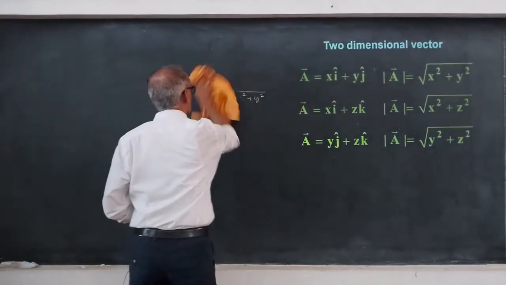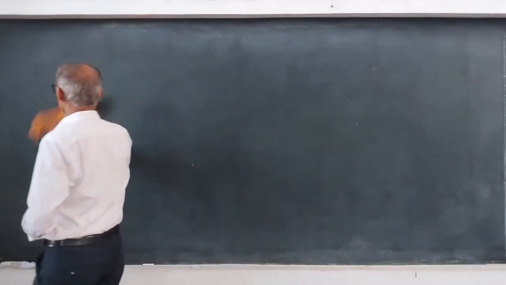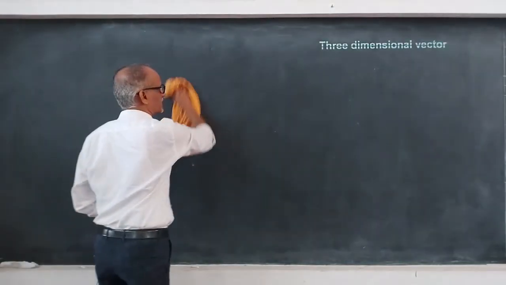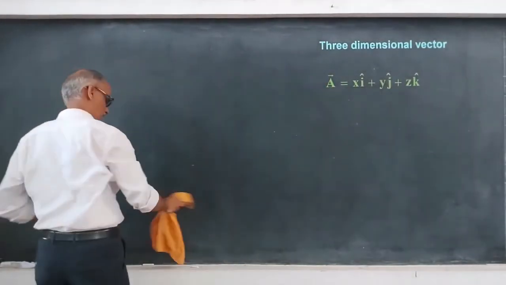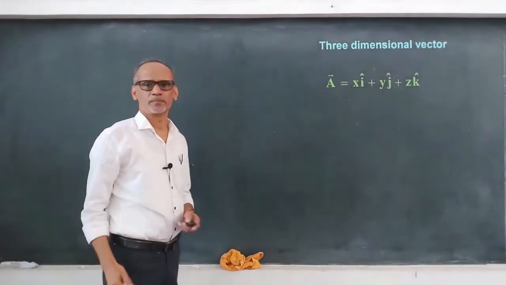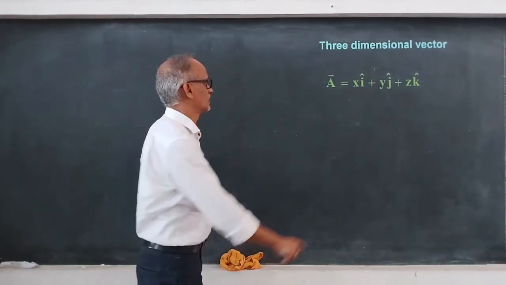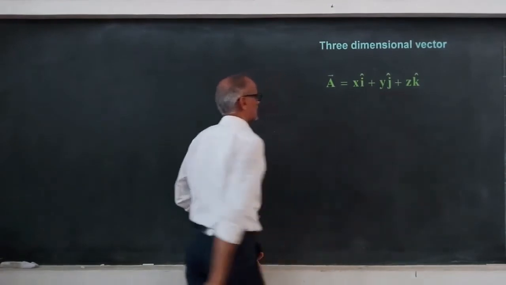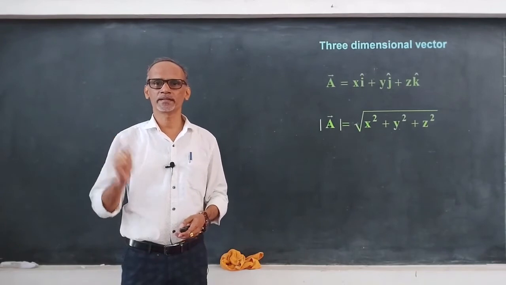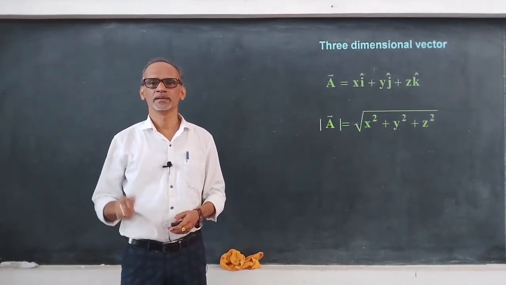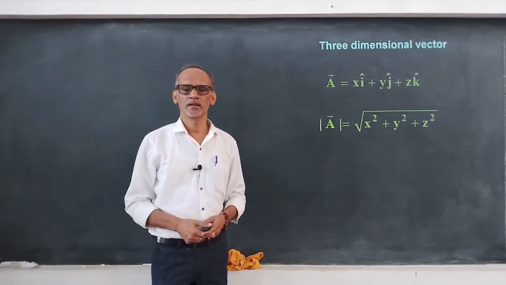So that's about two-dimensional vectors. How about three-dimensional vectors now? In three-dimensional vectors, all three components are there: x, y, z along the x-axis, y-axis, z-axis. And the magnitude is given by the square root of x square plus y square plus z square. So this is the magnitude of the three-dimensional vector.